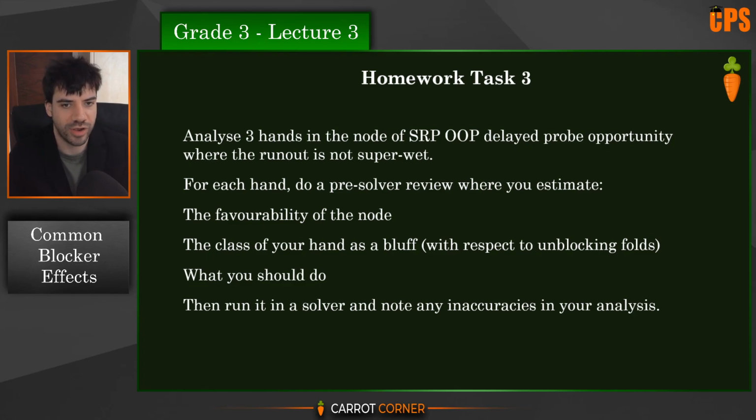This spot, to reiterate, is a situation in a single raise pot where it's checked all the way to the river, and then big blind has the chance to lead for the first time out of position. When you do this, try and jot down what you think the favourability of the node is, then check this in your solver by looking at the out of position EV. Jot down the class of your hand as a bluff with respect to its Y factor, its propensity to unblock folds. Is it Y+1, Y-1, or Y? If you want, you can even add +2 and -2 if you want to make the scale bigger.